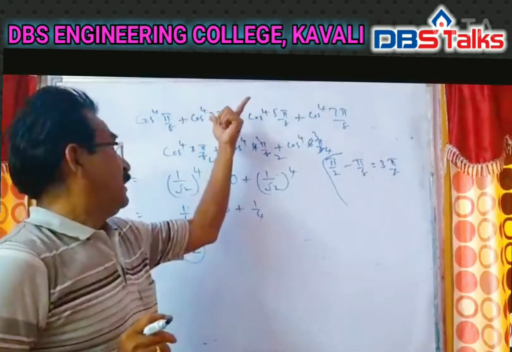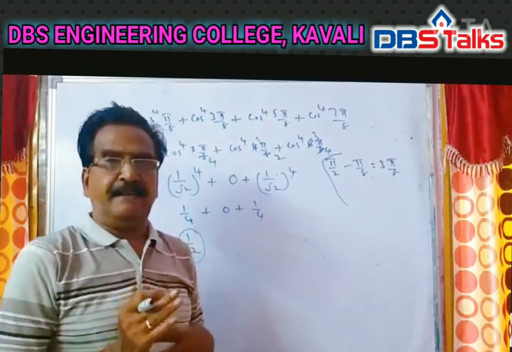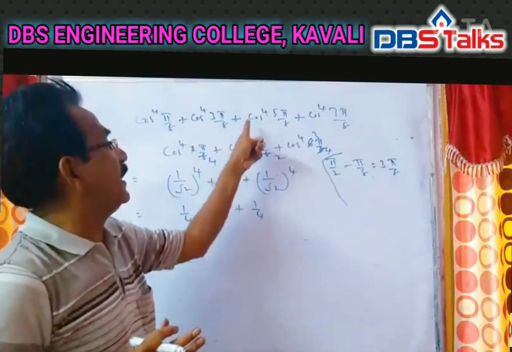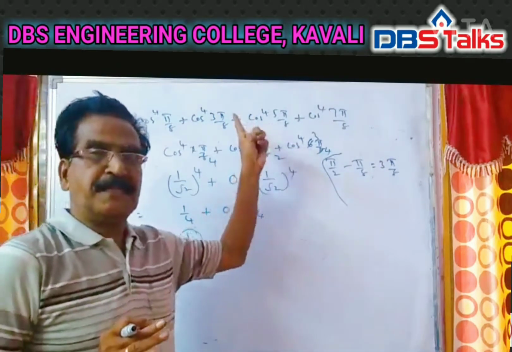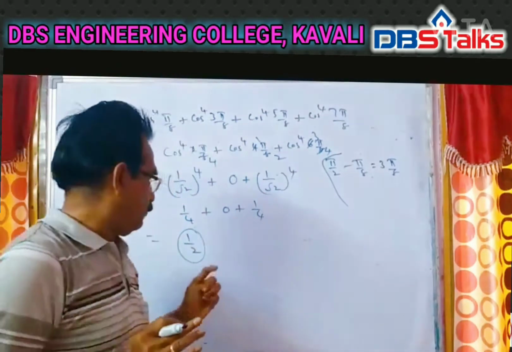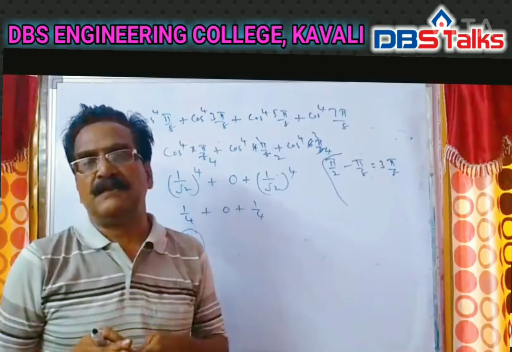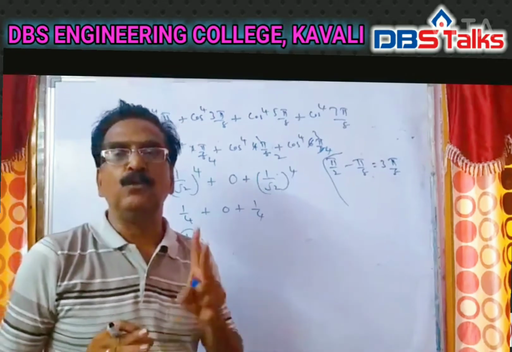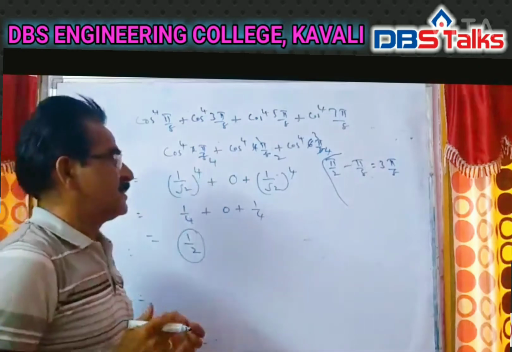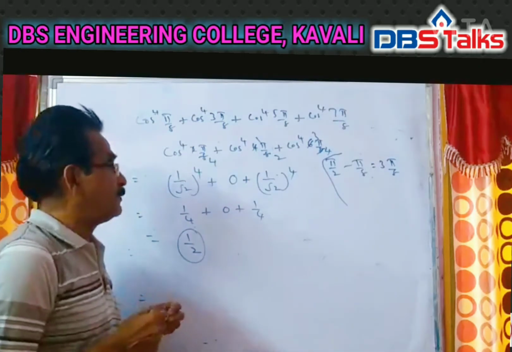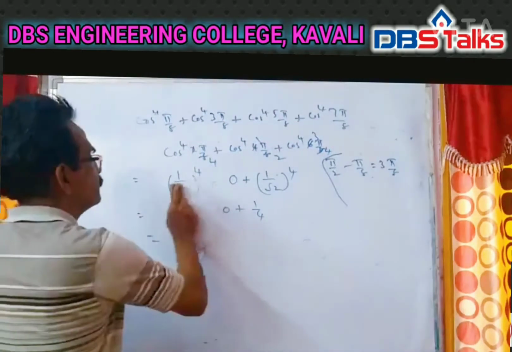So if both the odd terms and even terms are mixed and given, the answer for the odd expression is 1 and a half, and for the even expression the answer is 1 by 2. So 1 and a half plus 1 by 2, your answer is 2. Okay, friends, so these are standard problems. You have to remember them carefully.